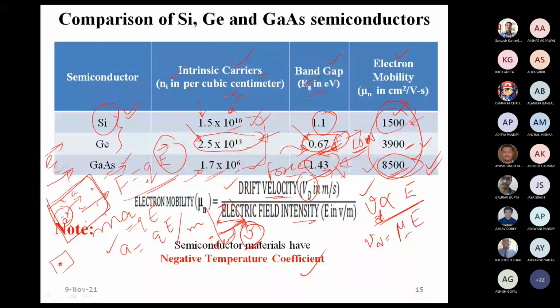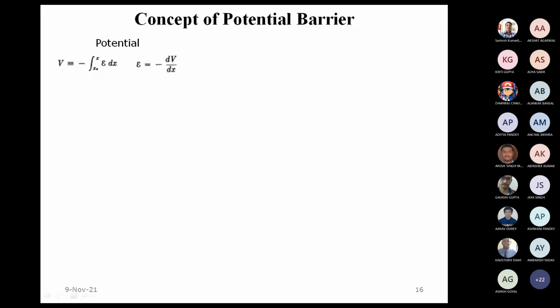Okay, so now with these initial remarks about semiconductors, let us look at some concepts which may be helpful in understanding the behavior of semiconductor devices. So the first concept here is that of the potential barrier.